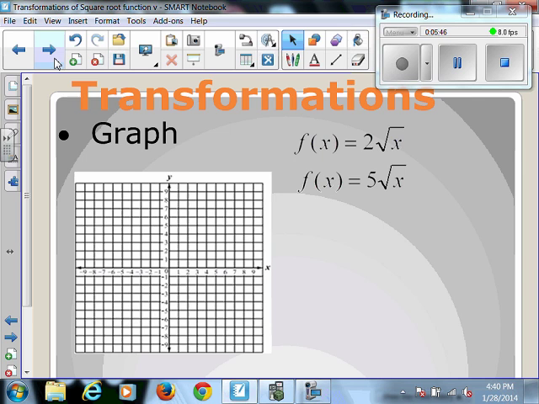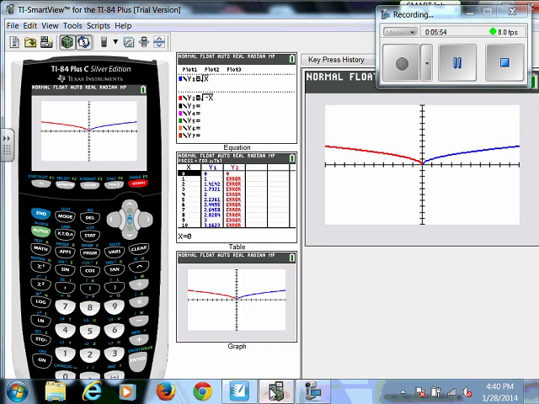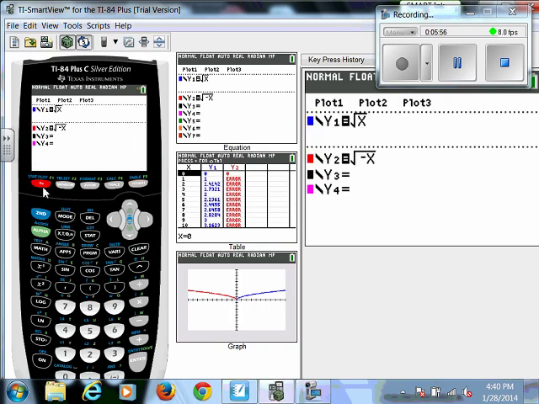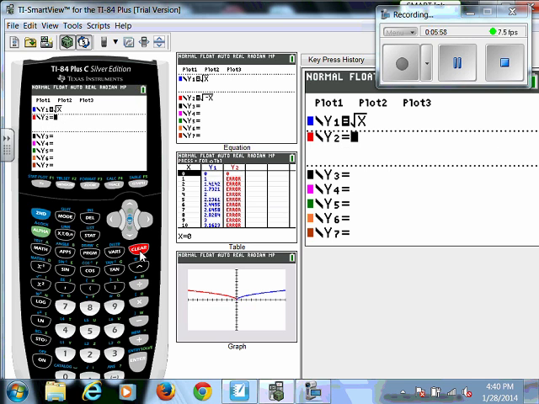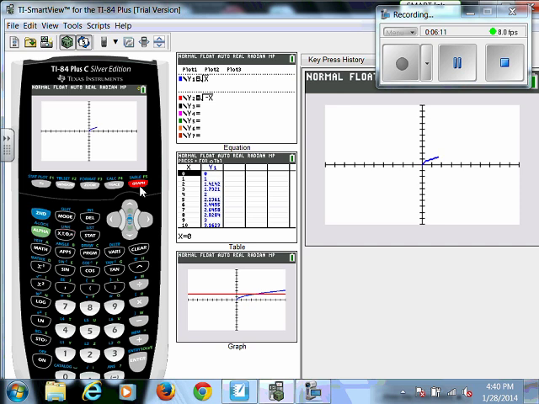Now let's look at A. First thing is I'm going to make A 2, and then I'm going to have A as 5. How do we know the difference between A and B? A is outside my parenthesis, outside my square root. B is inside. What do we notice here? There's the parent. Oh, we stretched it.